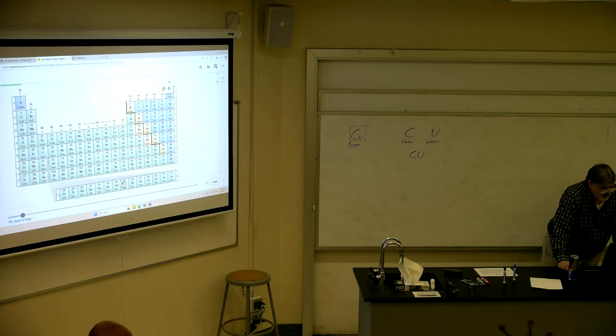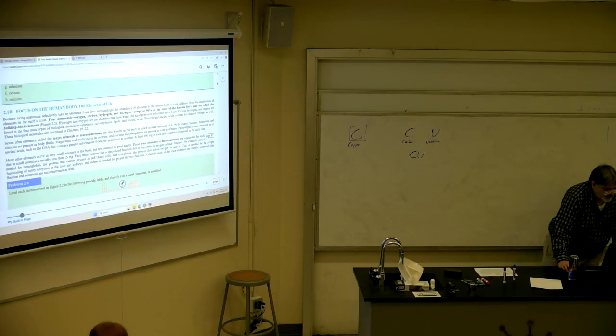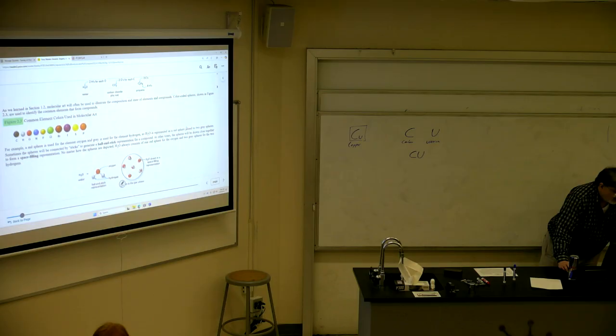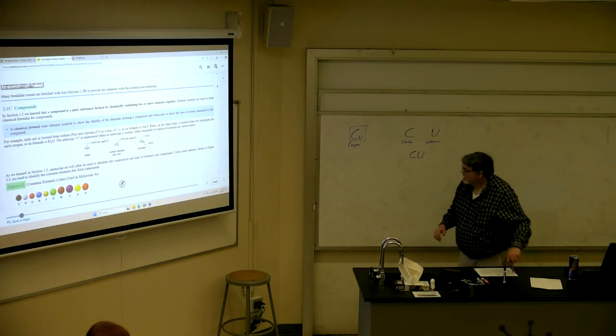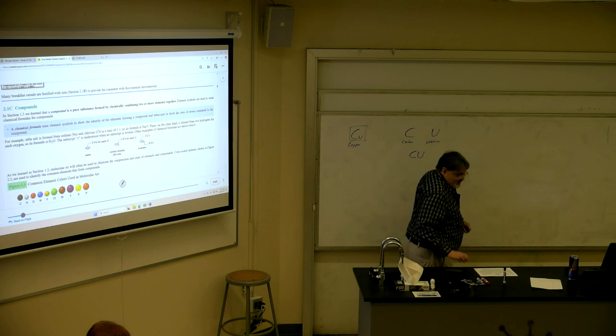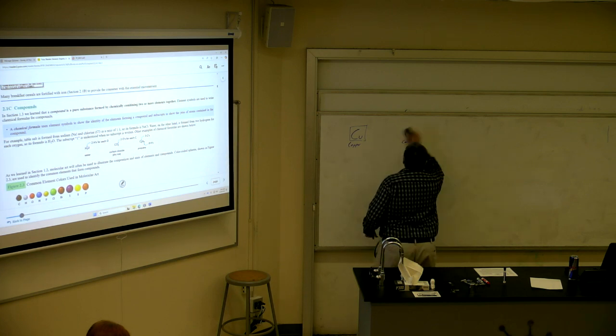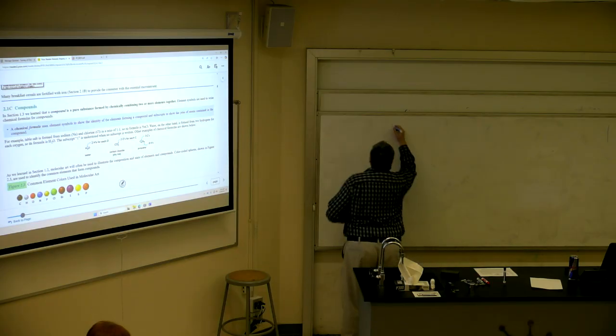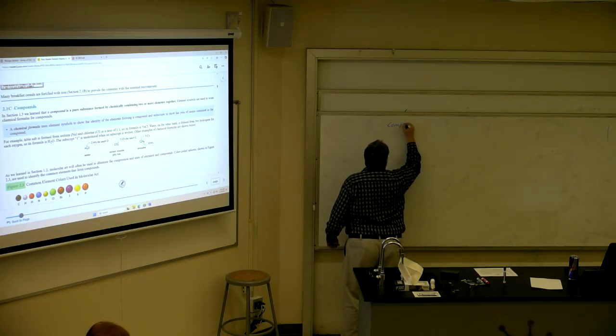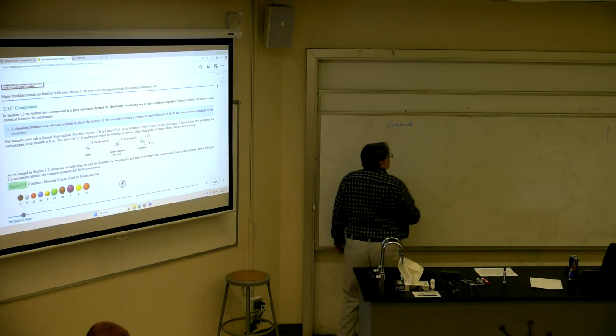The most common elements, at least on Earth, are these in the upper rows. And nearly all, well, let me see what this next section is. Compounds. This is skipping ahead, but I think it's worth mentioning it here. Compounds.